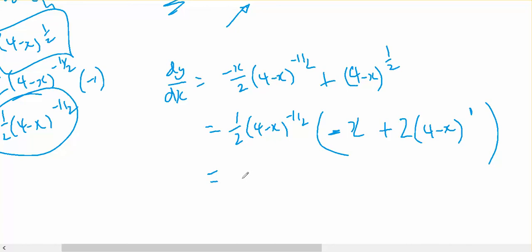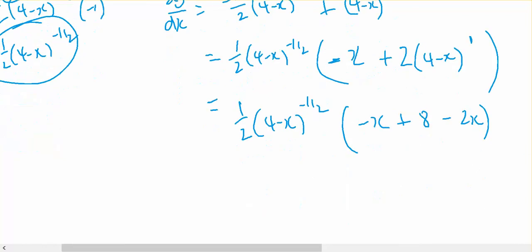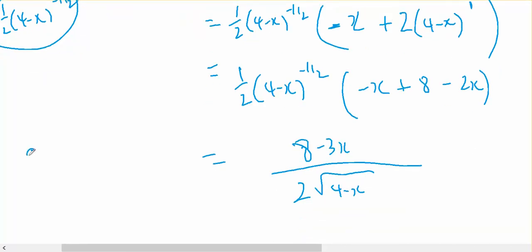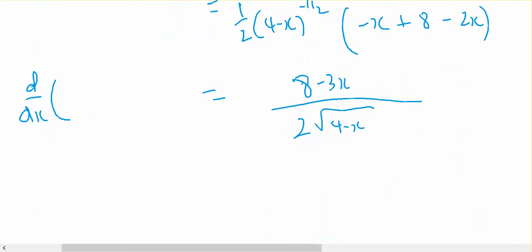So it's going to be a half, (4 minus x) to the negative a half, times (minus x plus 8 minus 2x), which gives me a 2 on the bottom, the square root of 4 minus x on the bottom, and up the top I've got 8 minus 3x. So that's what d dx of x square root of 4 minus x is. So the derivative of this is equal to this. So that's the first part.